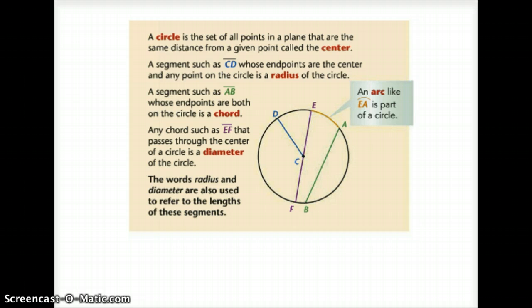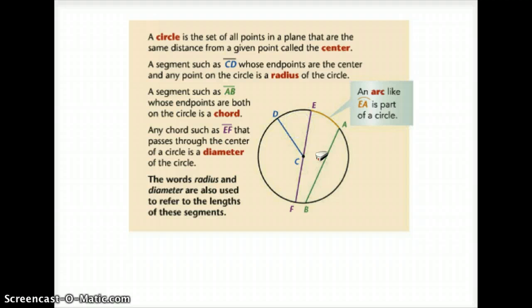So on your paper right now, draw a small circle. And the definition of a circle is just a set of all points in a plane that are the same distance from a given point called the center. So on your circle, will you draw the center point right now, and label your center C.